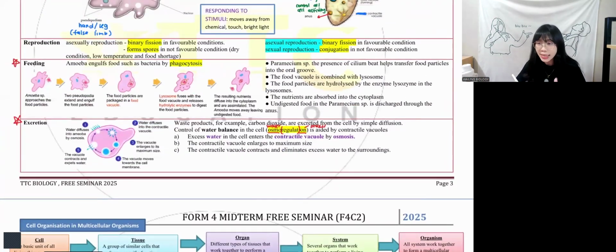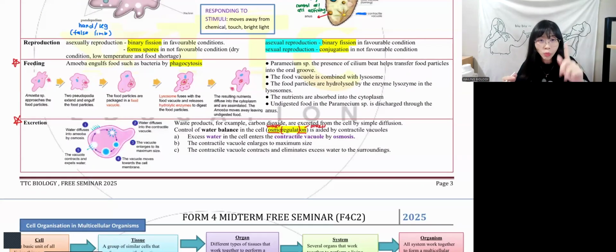As I've mentioned, this lives in fresh water. Imagine an amoeba species in a fresh water pond. Which one has more water? Of course, the fresh water, right? So the water will keep on going into the cell. When they reach a maximum point, they have to release the water. If they don't release the water, they will die.